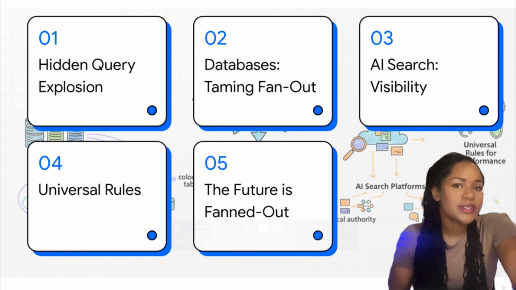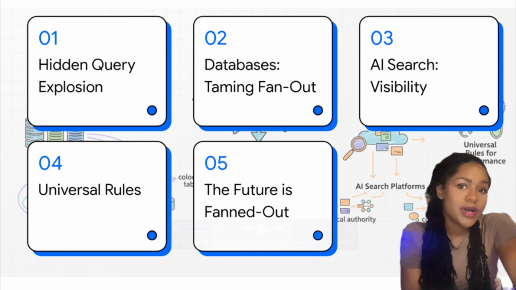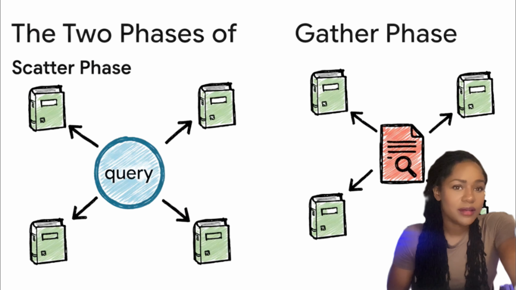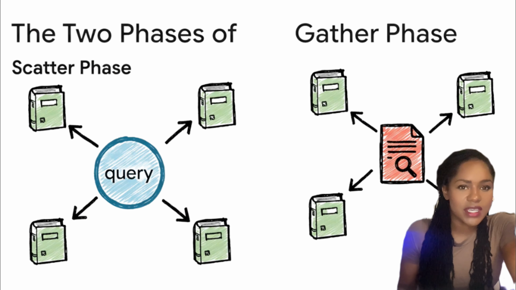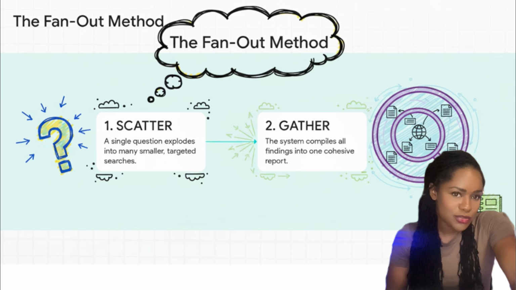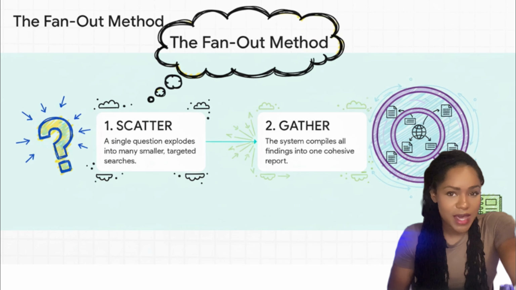Now, if you truly want to understand AI search, this is a concept you're going to want to wrap your head around. Whether you're building systems or trying to market something in today's world, this is important. So what is a query fan out? Simply put, it's a process that takes one single question and explodes it into many. So instead of a single simple lookup, the system shatters your request into a bunch of smaller pieces and then goes looking for all of them at the same time.